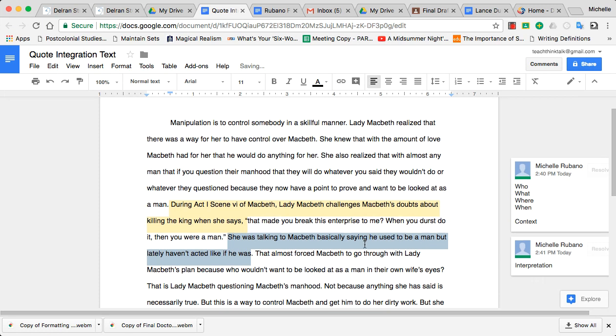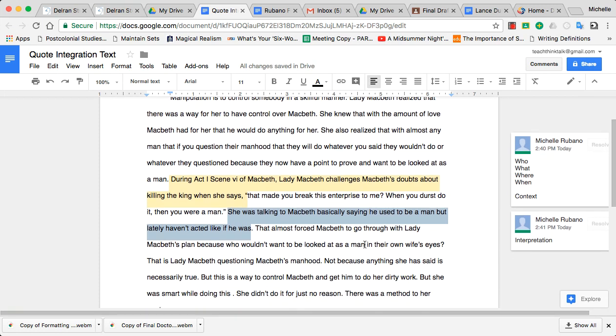Okay? So just to review, when we're integrating quotes as evidence in our body paragraphs, we never want them to stand by themselves. We always want to use context and build the context around the quote that we're presenting. You should never have a quote standing alone. Directly after the quote, you should interpret it by putting it in your own words so that your reader understands specifically what you would like them to get out of the quote that you are presenting to them.